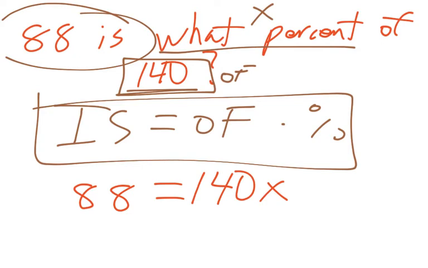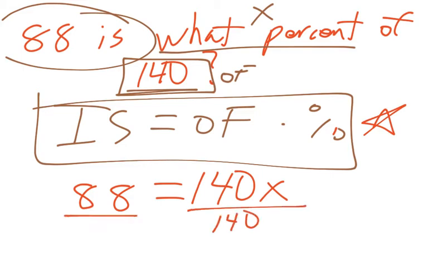So in order to solve this equation, and now you're just basically solving, guys, when you plug the values into this formula, you're solving a one-step equation. So you divide both sides by 140, and you're going to use your calculator for that. So you divide 88 by 140, you get 0.62857, excuse me.